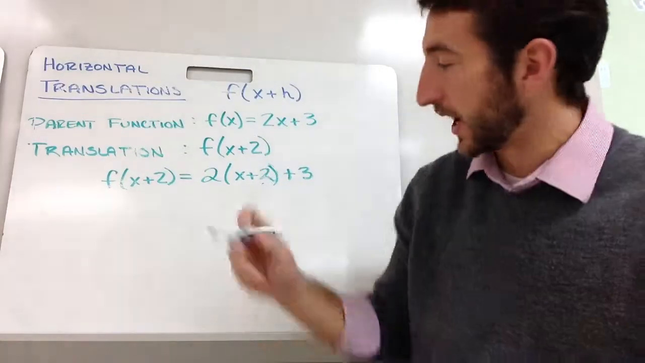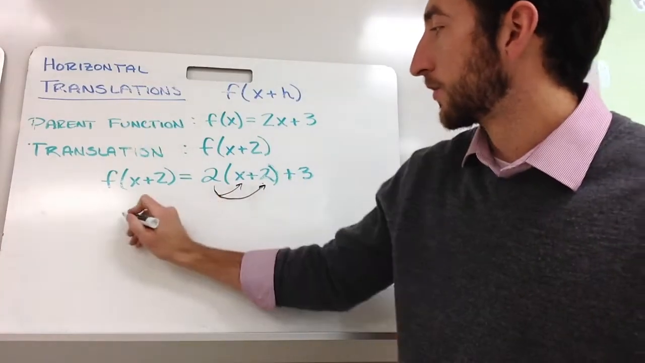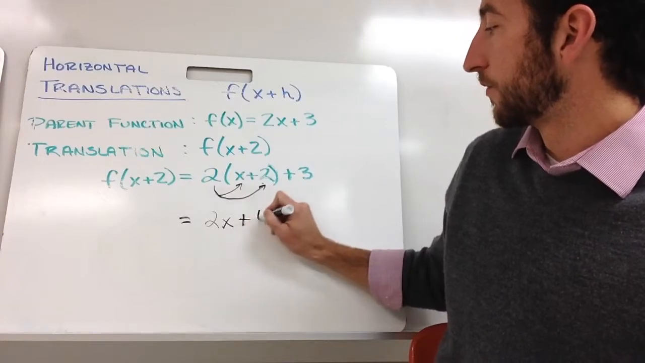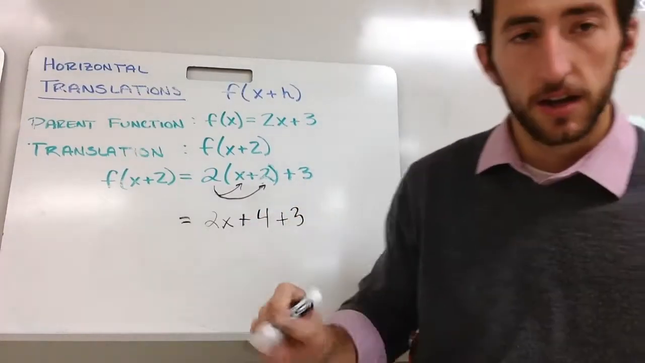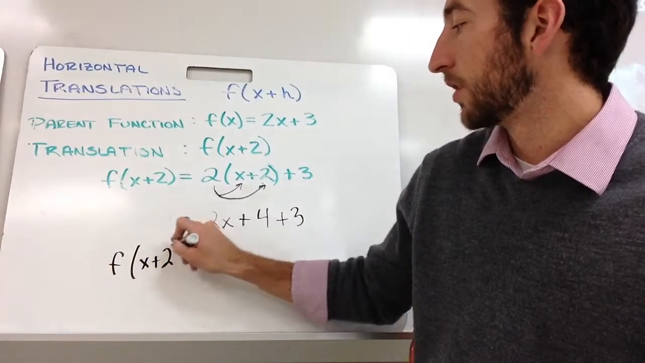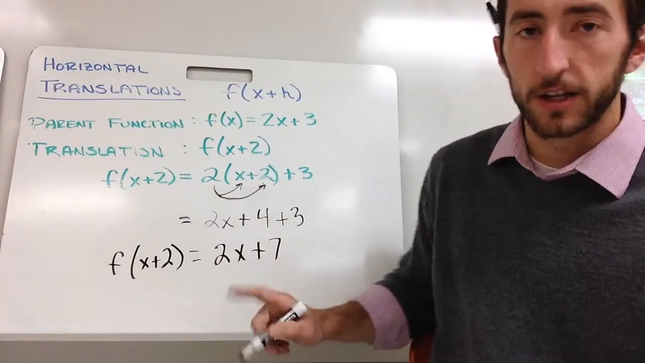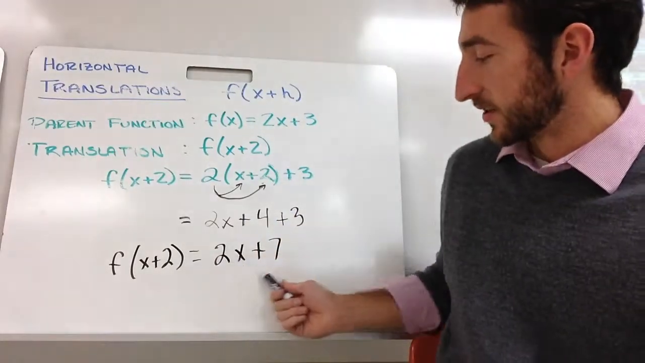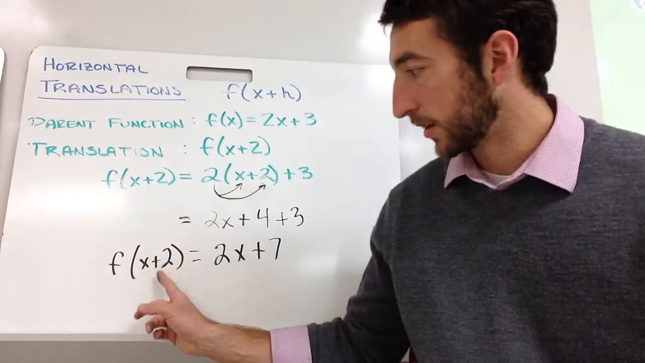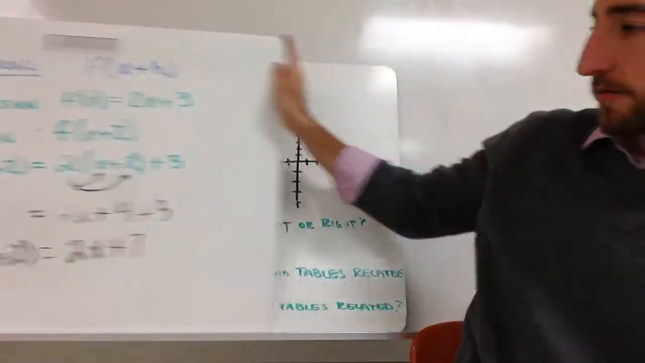Okay, then we're going to do a little bit of algebra. First thing I have to do is distribute, so that's going to be equal to 2 times x plus 4, plus 3. Then I combine my like terms, so f of x plus 2 is going to be equal to 2x plus 7. Now these are not like terms, so I can't combine them. So this is going to be my function translated 2 units. Alright, so now let's see how that moves my graph.